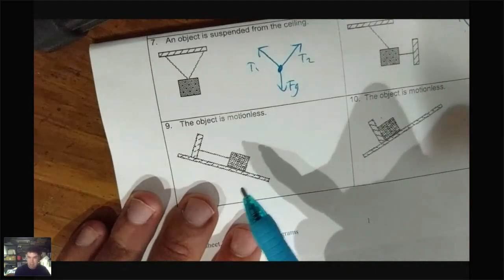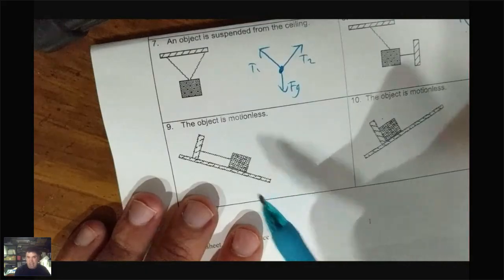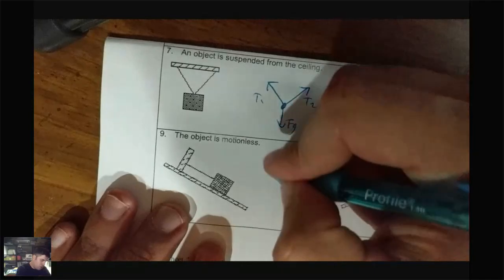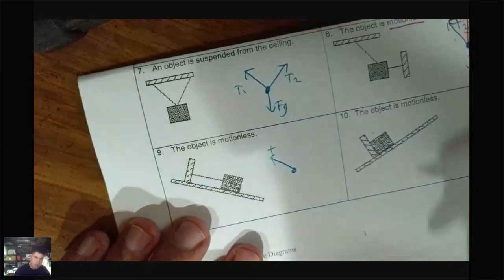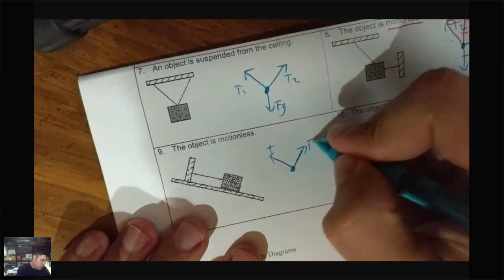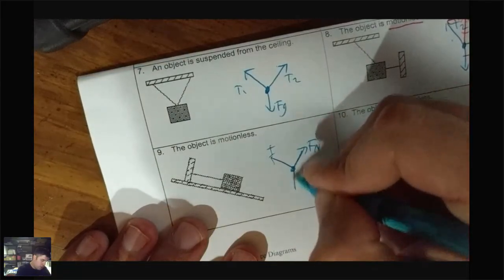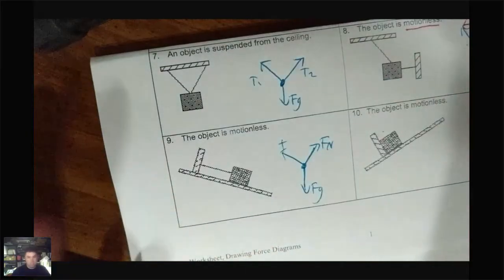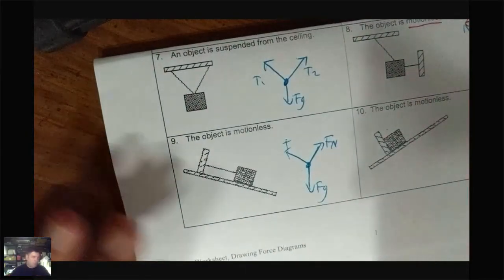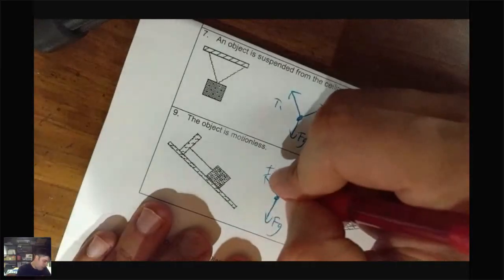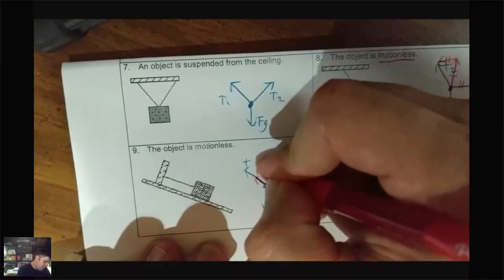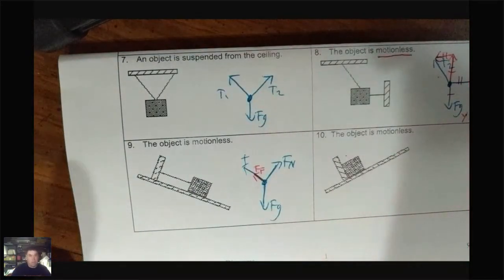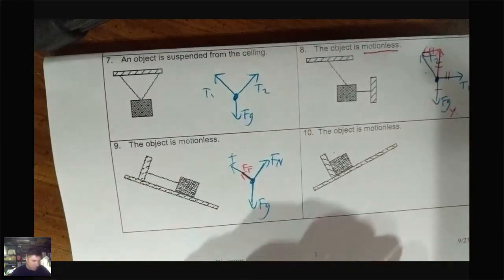Number 9, the object's motionless. I don't know if there's friction or not. I actually have no idea about this, but I'm going to assume that what we've got is a tension going up the ramp, a normal force going perpendicular, and gravity going straight down, and those three just kind of cancel everything out. If there was a friction, it'd probably go up the ramp again, but I don't know for sure if it's there or not, and this doesn't specify enough that it's frictionless. So maybe there's 4, maybe there's 3. I don't know for sure. We'll call it something like that.